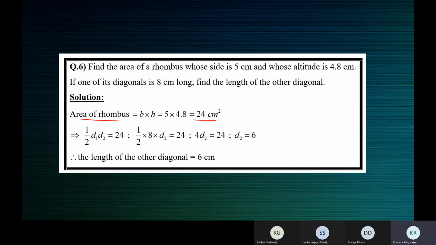The other formula to find the area for rhombus is half D1, D2. So when you use this formula half D1, D2, the answer should be 24. So half D1, D2 is equal to 24. Half into the length of one diagonal, which is 8, into D2 is equal to 24. So 2 fours are 4 D2 is equal to 24, or D2 is equal to 6. So the length of the other diagonal is 6 centimeters.